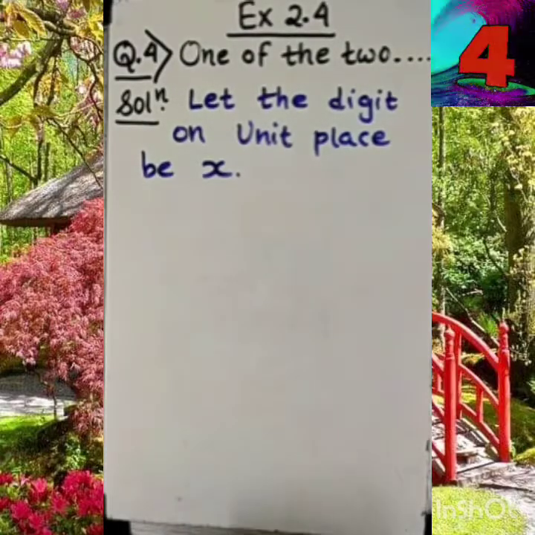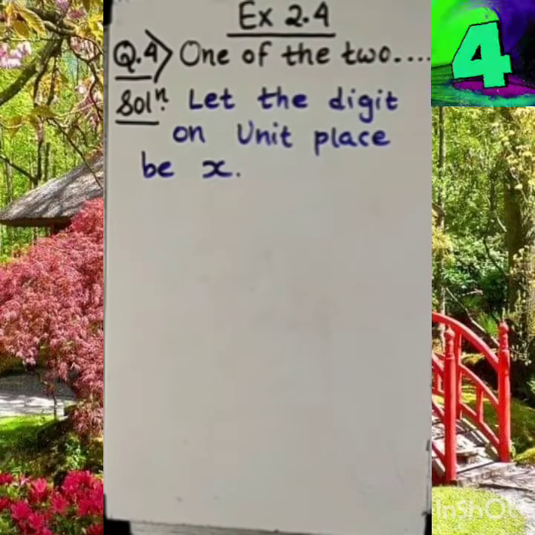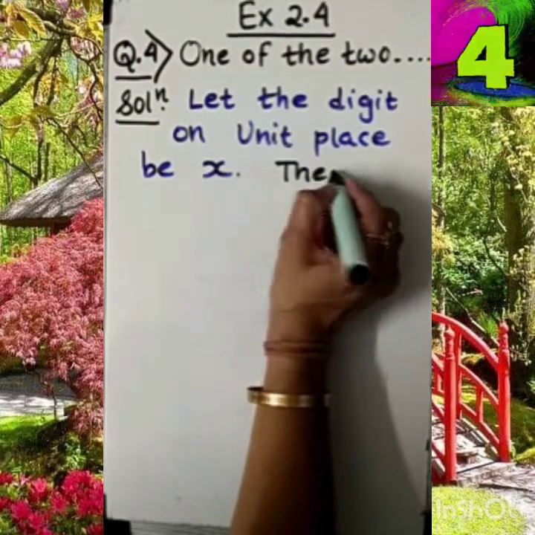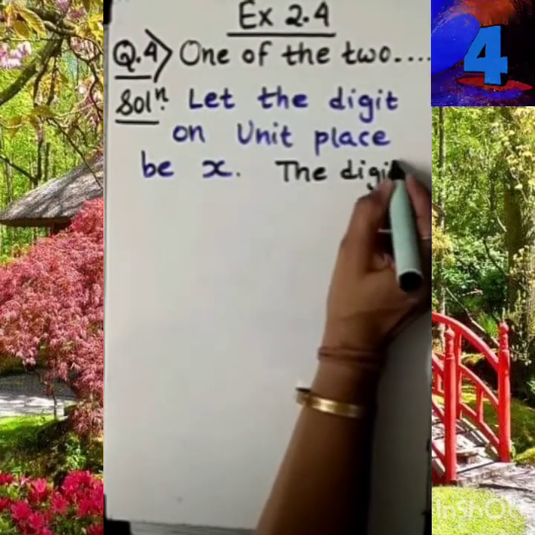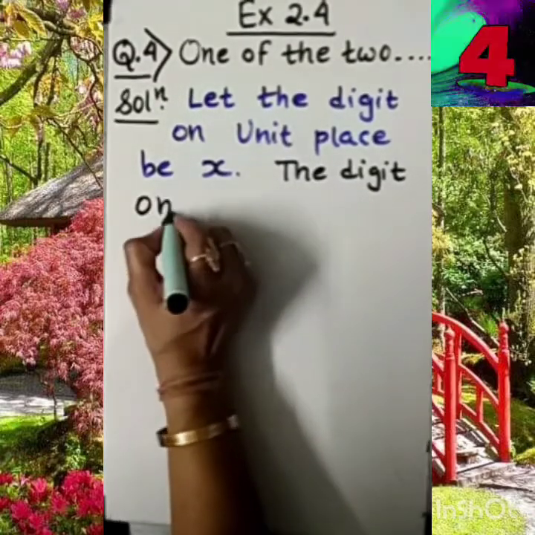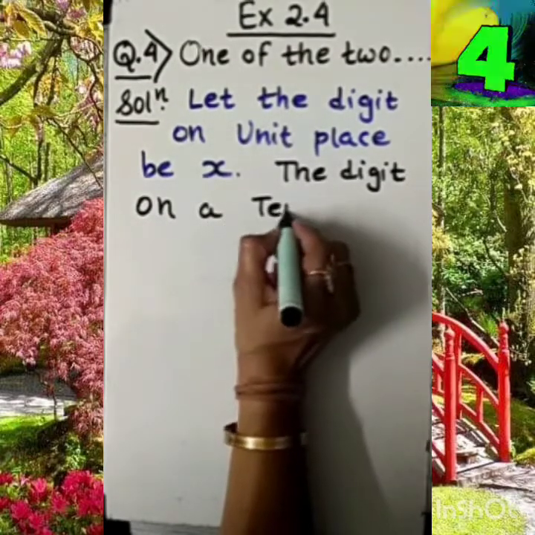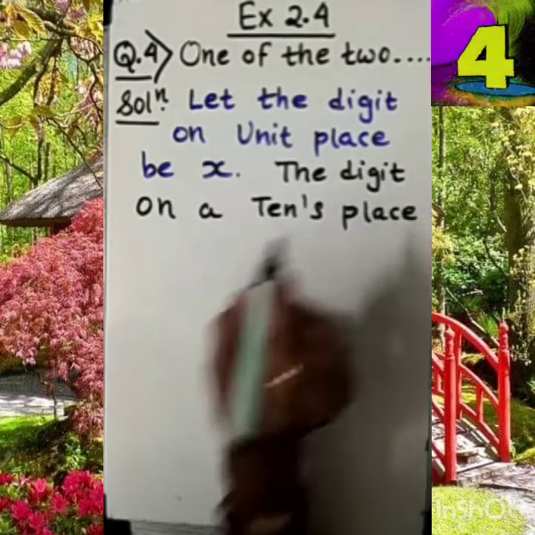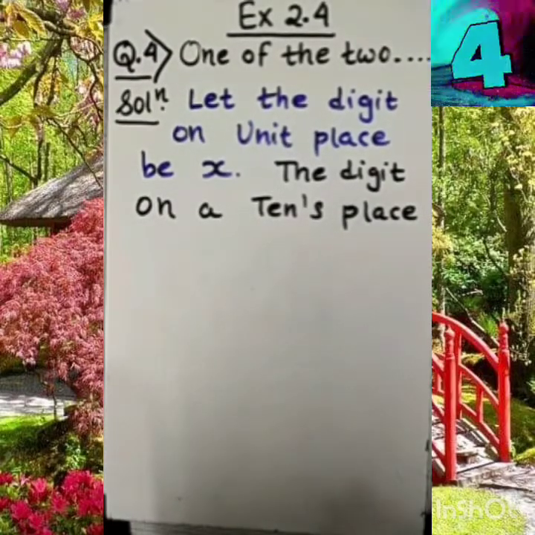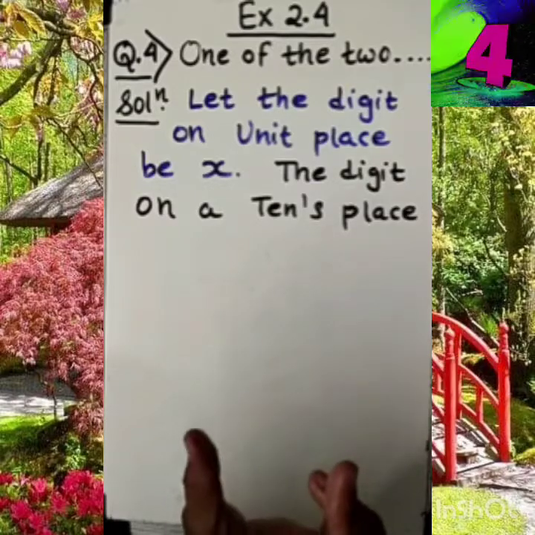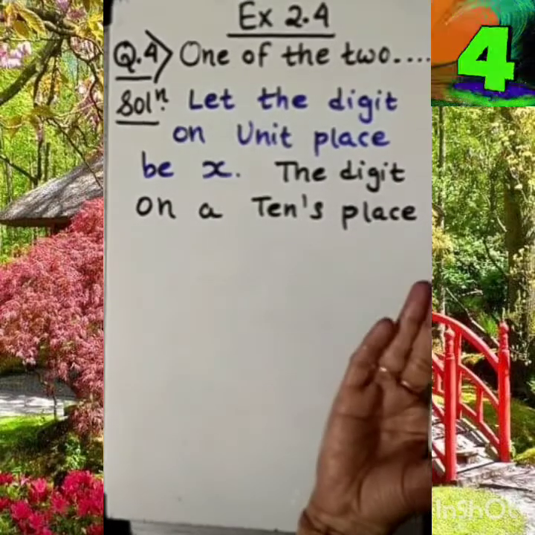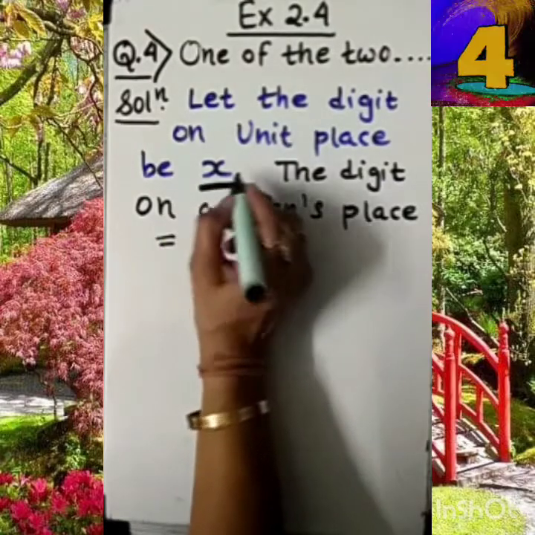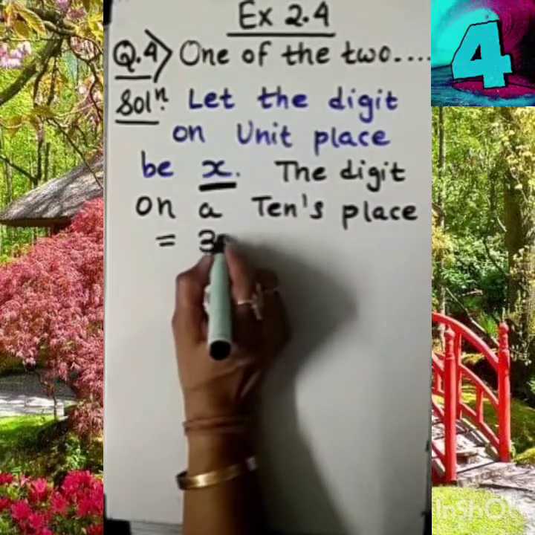Okay. So what about the digit on tens place? So dear student, the digit on tens place, how to find it? We are given in the first line that it is 3 times. Clearly it is written the number is 3 times the other digit. It means that this is x. So what will be? It's 3 times, so it will be 3x.